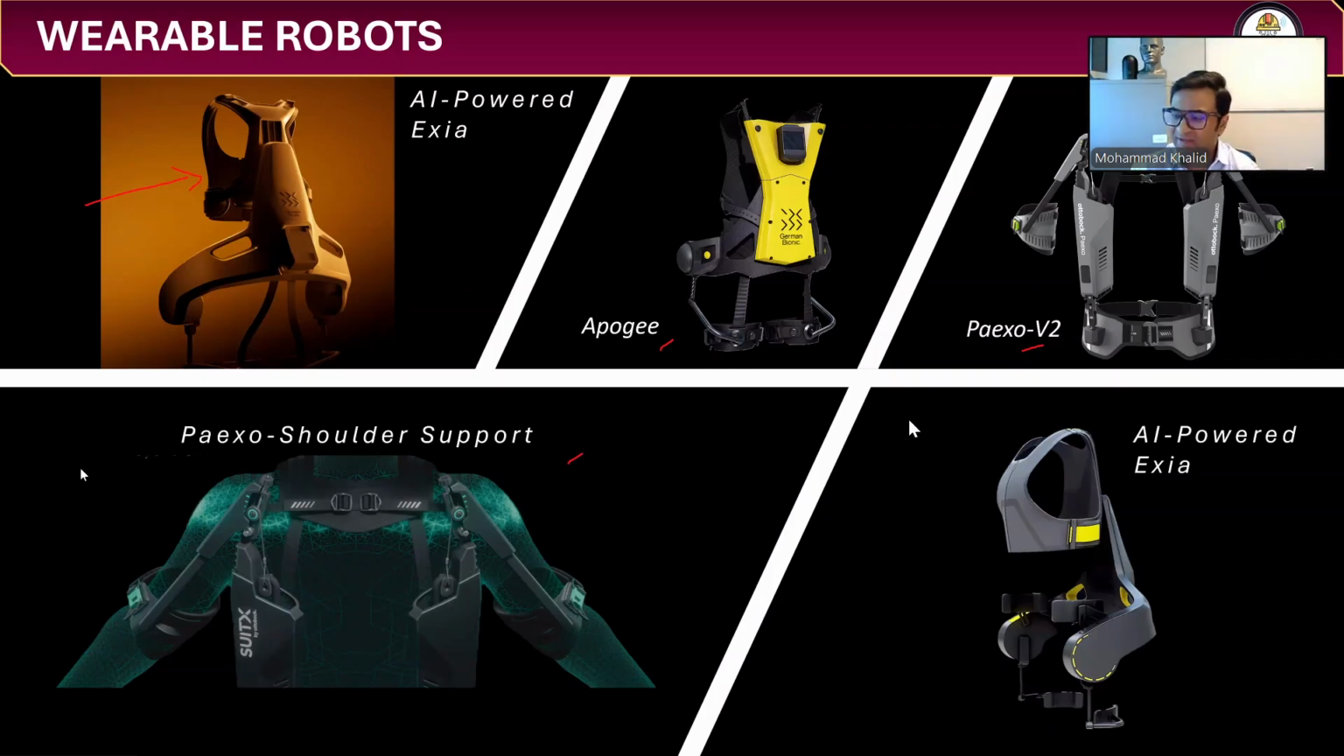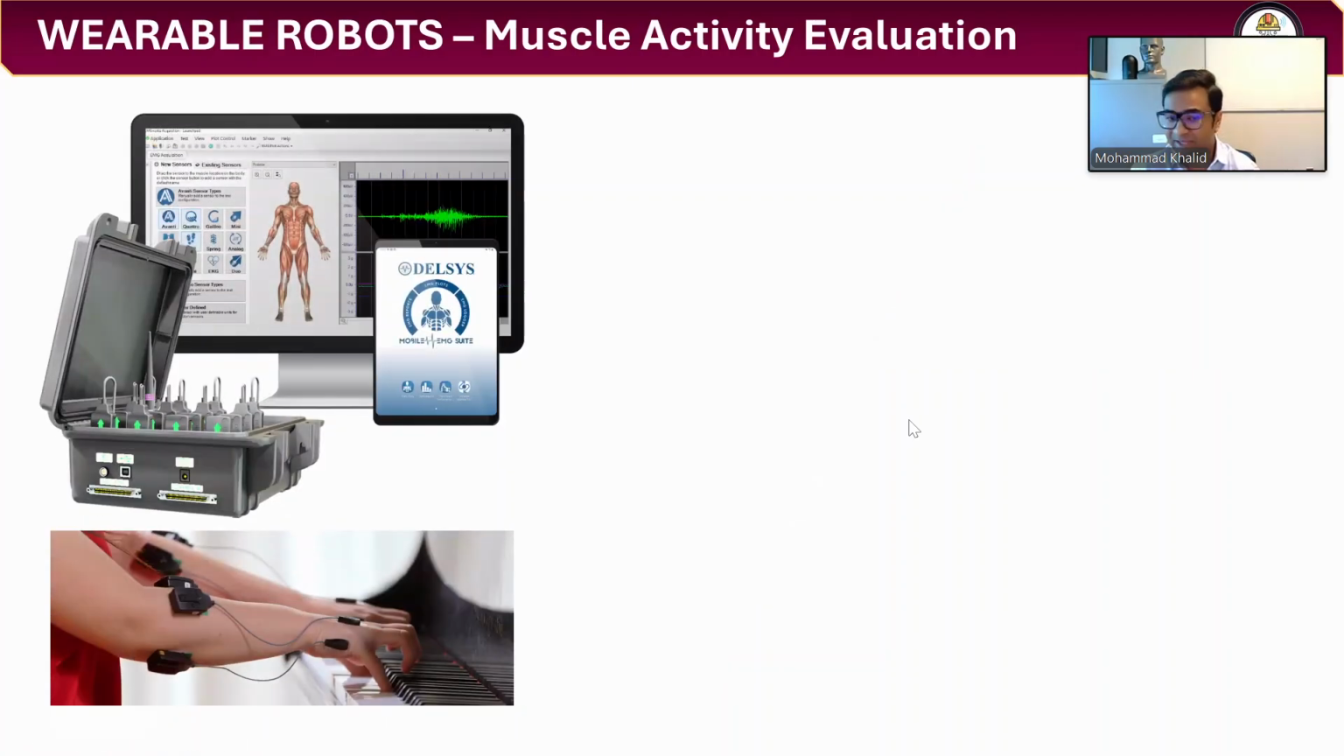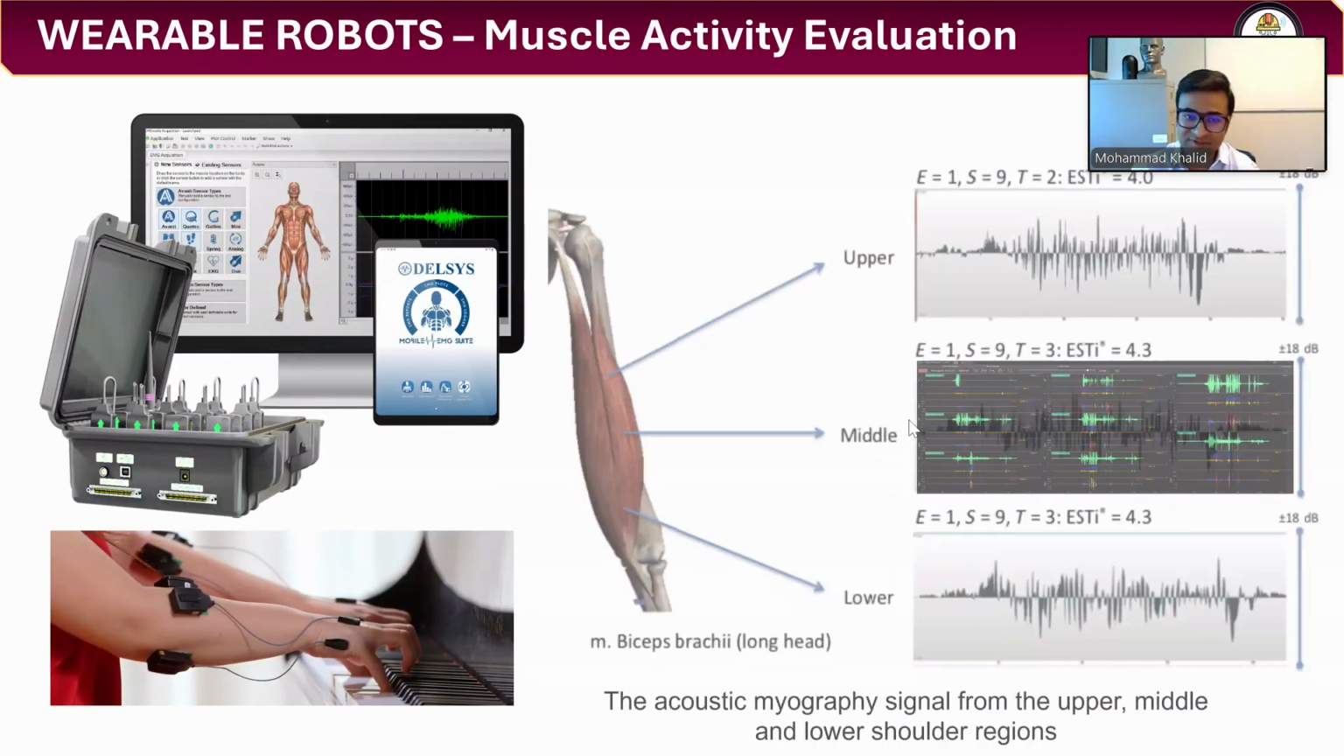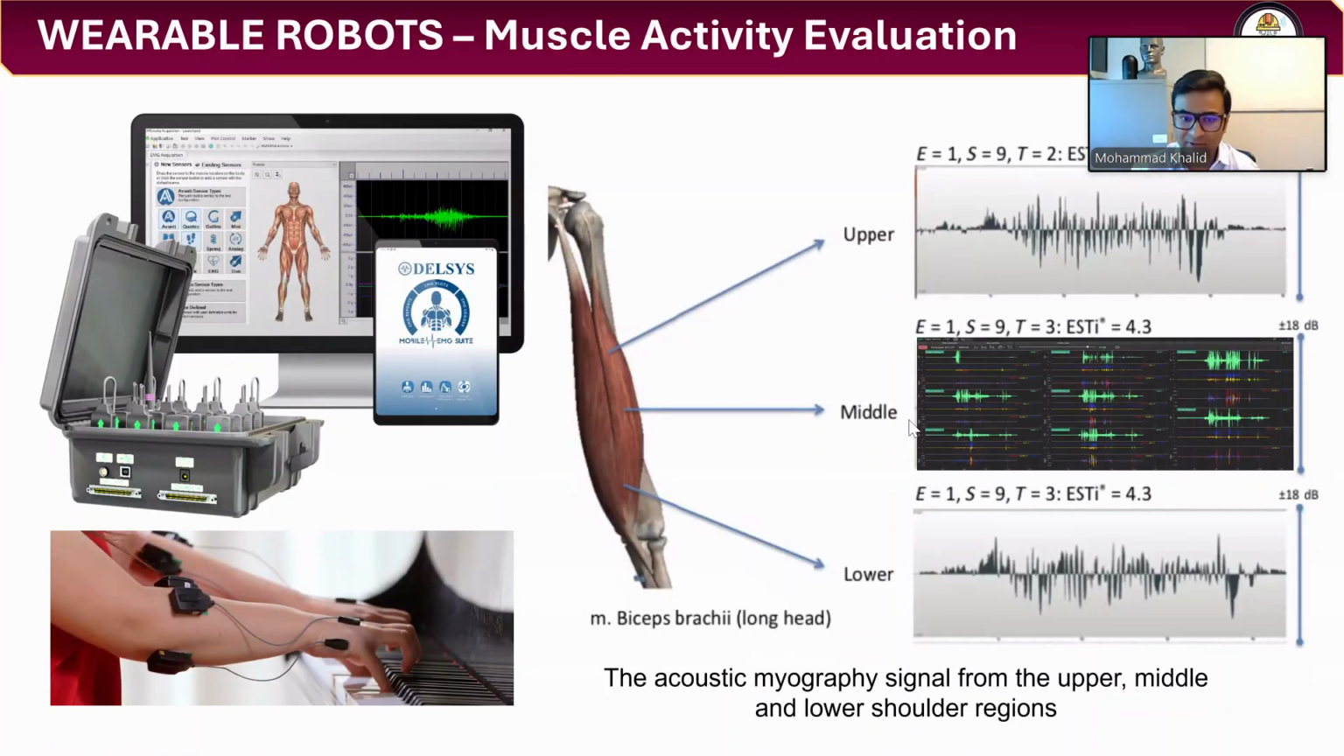And we also have other mechanisms, for example, a muscle activity evaluation system. Whenever people are wearing these exoskeletons, we do not know whether it's really helping people or making the task even more difficult. So this is where we can put sensors on their body to really study how their muscle activation is functioning.